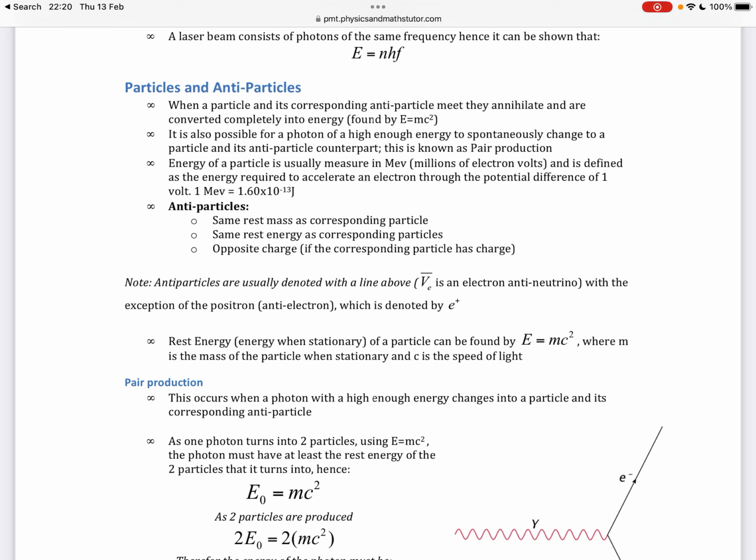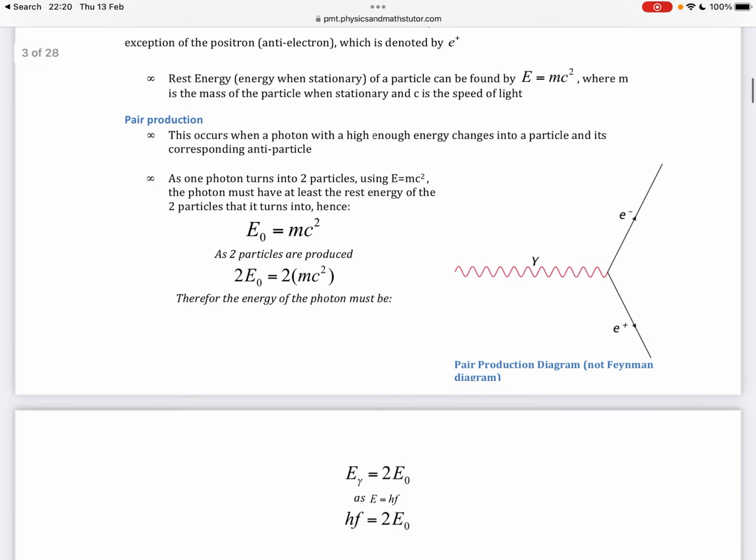Rest energy, the energy of a particle when stationary, can be found by E equals mc squared, where m is the mass of the particle when stationary and c is the speed of light. Pair production. It occurs when a photon with high enough energy changes into a particle and its corresponding antiparticle. As one photon turns into two particles, using E equals mc squared, the photon must have at least the rest energy of the two particles that it turns into.